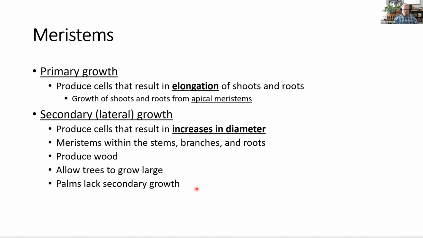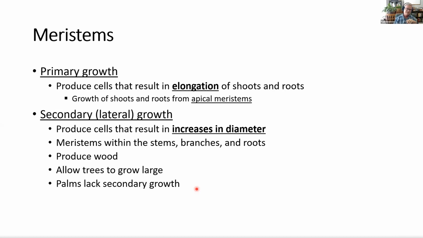So let's talk about those meristems. Where are those cells dividing and reproducing? There are two types: primary growth and secondary growth. Primary growth produces the cells that result in elongation of shoots and roots. Growth of shoots and roots occurs at what's known as the apical meristem. Apical just means the apex, the very top, or the end. We have apical meristems. That's how things get longer.